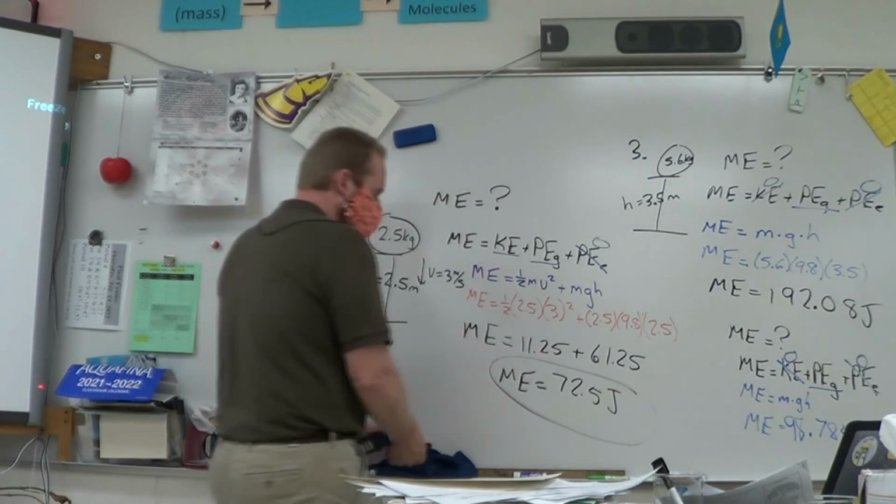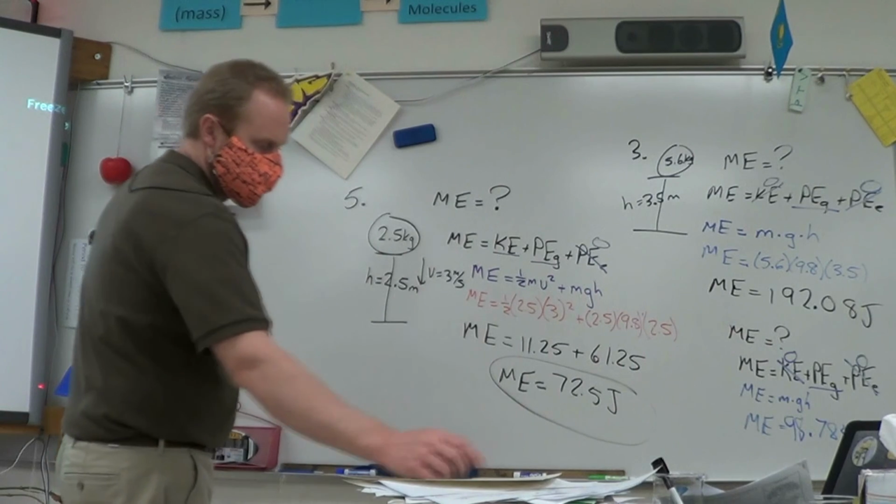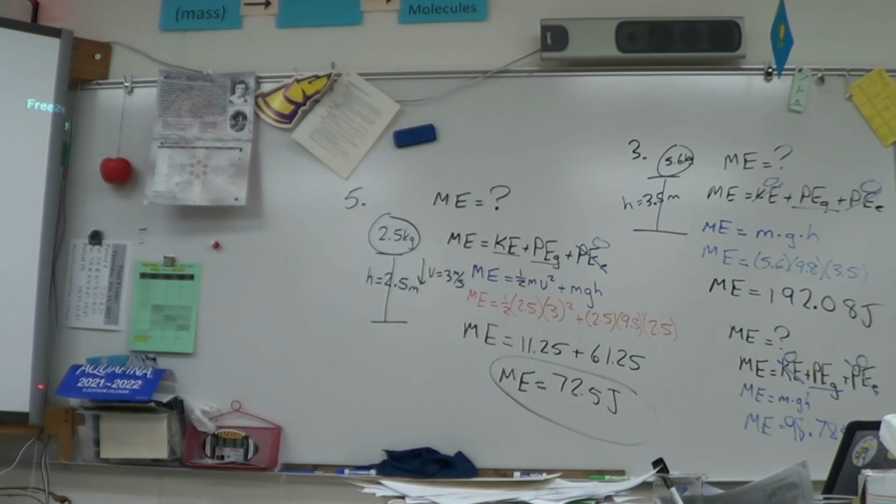So if it's a one location problem, we're just going through and determining how much ME is there. How much gravitational and kinetic and potential elastic does this object have? We find their values, we sum them up. That's what mechanical energy is, the sum of our potential and kinetic energies. And then we can get our overall values.